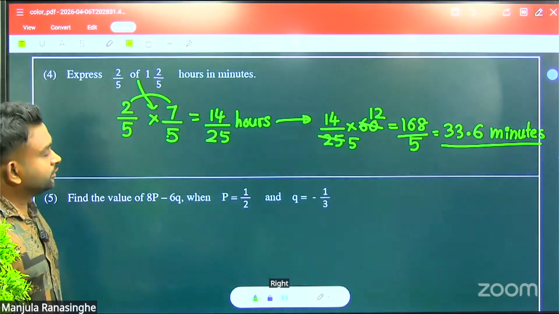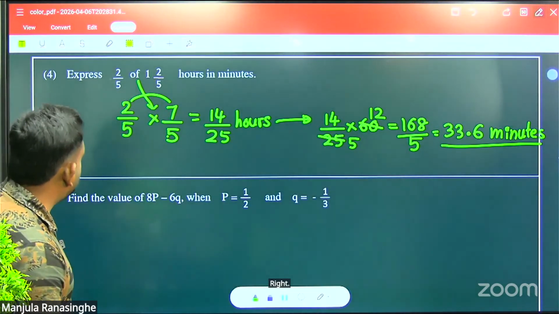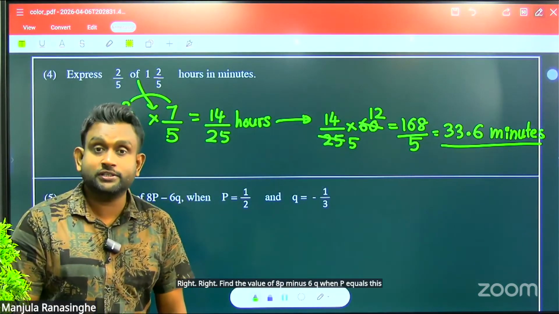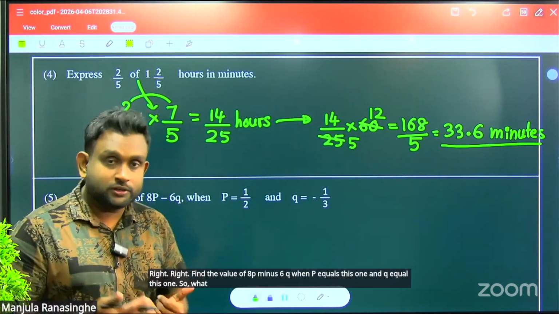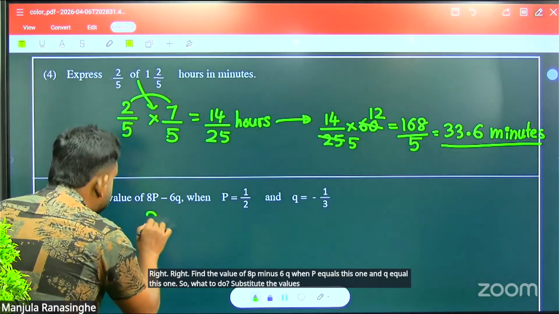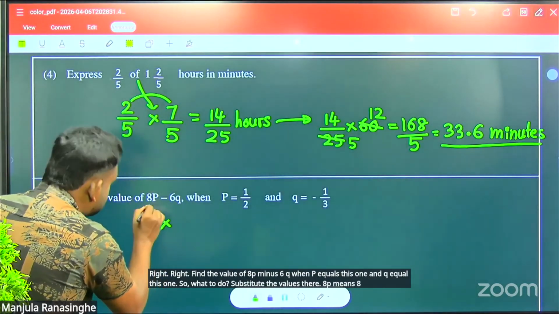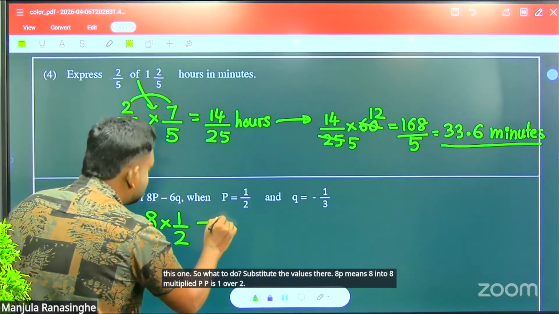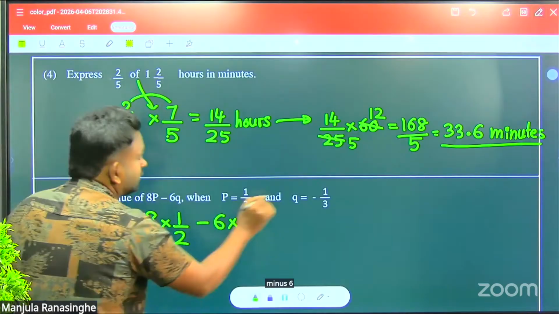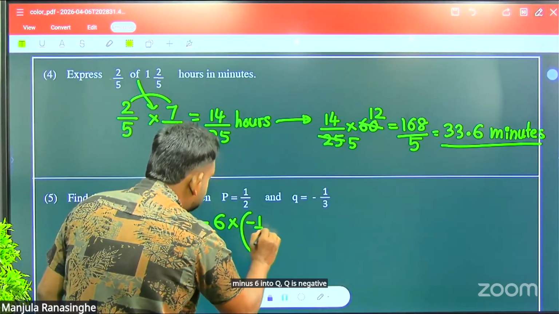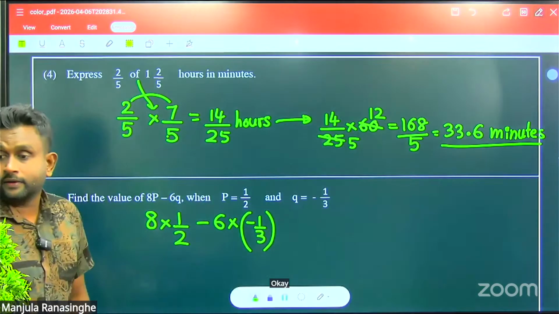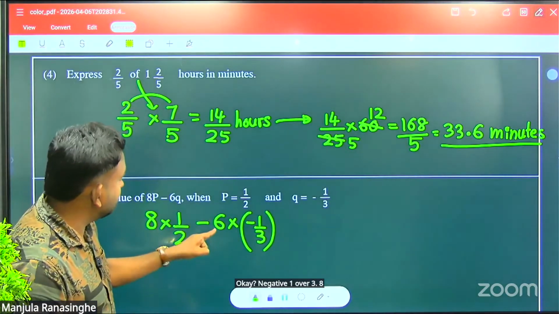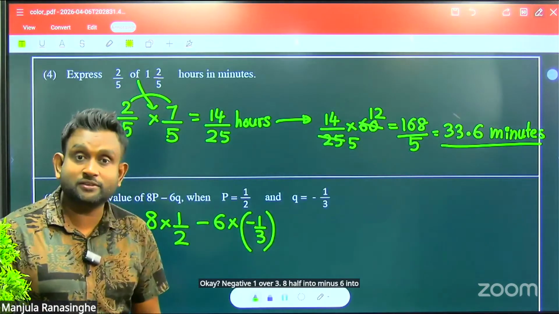Find the value of 8p minus 6q when p equals 1 over 2 and q equals negative 1 over 3. So what to do? Substitute the values. 8p means 8 multiplied by p. P is 1 over 2, minus 6 into q. Q is negative 1 over 3.